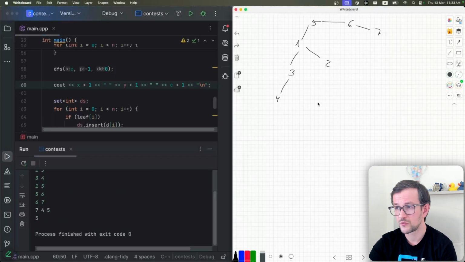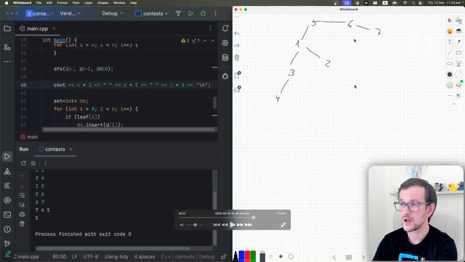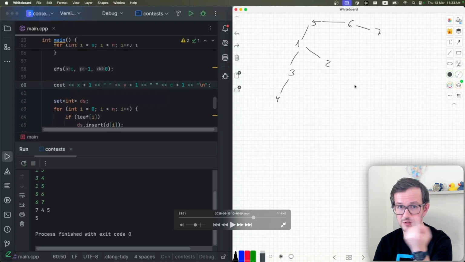So I find diameter from 7 to 4 makes sense, and the center is 5. And from this 5, you see, you have 2 different distances. From this center 5, you have leaves on distance 2. This 2 and 7, they have distance 2. And 4 have distance 3. So you have only 2 different distances.